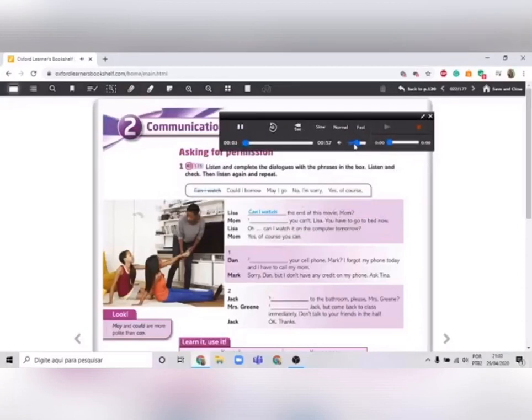Unit 2, Communication. Asking for permission. Page 22. Exercise 1. Example. Can I watch the end of this movie, Mom? No, I'm sorry, you can't, Lisa. You have to go to bed now. Oh, can I watch it on the computer tomorrow? Yes, of course you can.